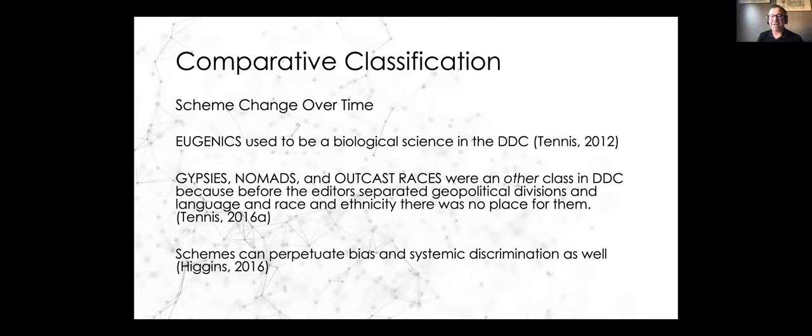Gypsies, nomads, and outcast races were in what I consider an other class in DDC, because before the editors separated geopolitical divisions and language and race and ethnicity, there was no place for these people. So there was this conception of how we were supposed to see the world through this particular subject. And schemes can perpetuate bias and systemic discrimination as well, as documented by many people, including Molly Higgins, who looked at Asian Americans as a class in Dewey.